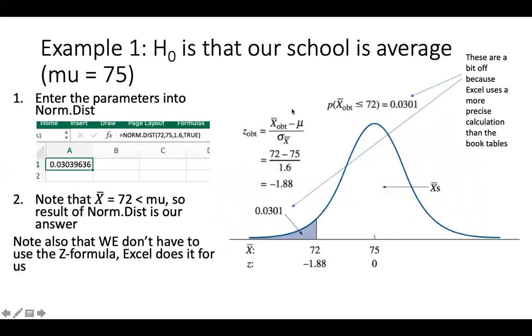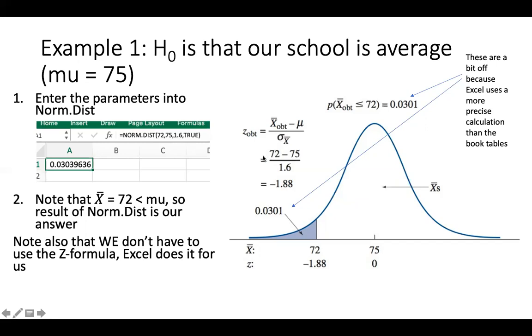In the book, we would use the Z transformation. The first thing that we want to understand is that what we feed to Excel is X. So 72 is our X, and 75 is our mu, that's the null hypothesis. Notice that we don't put 16 in there. We put 1.6 as our standard error.